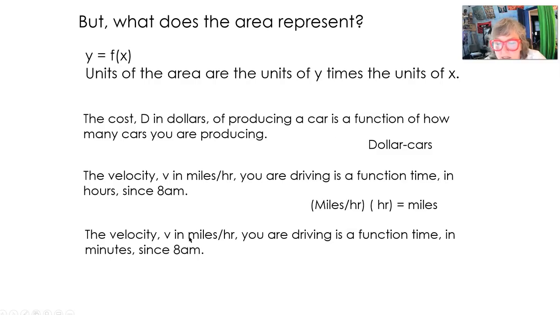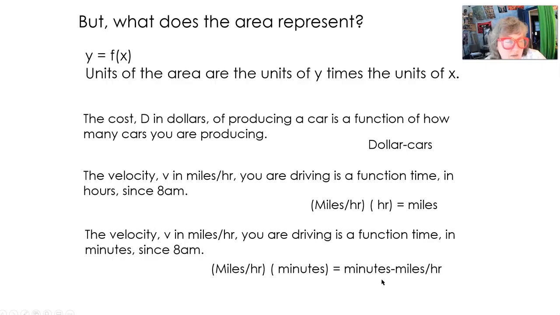The velocity in miles per hour you are driving is a function of time in minutes since 8 a.m. Okay, this is different because you've got miles per hour times minutes. That doesn't help me as much. But there are 60 minutes to an hour, so I can cancel one of the units and it would come out to be miles. But the way it is right now, I'm going to have to change something, otherwise my units are really cattywampus.